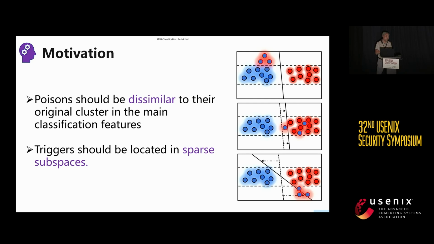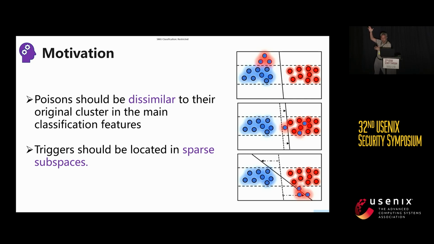Now, first of all, let me explain the high-level idea of our work, and this is probably the most important slide that we want to explain here. On the right-hand side, in the figures, you will see the blue color and the red color, and they represent the benign samples as well as the malicious samples.